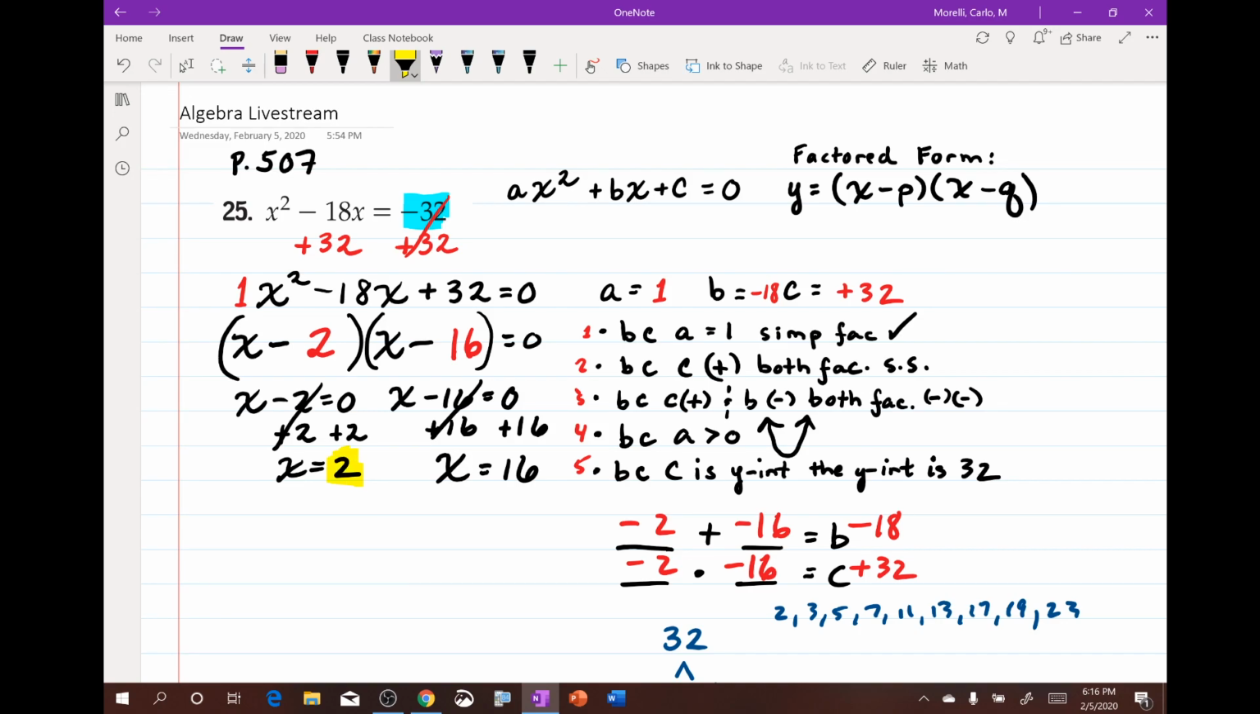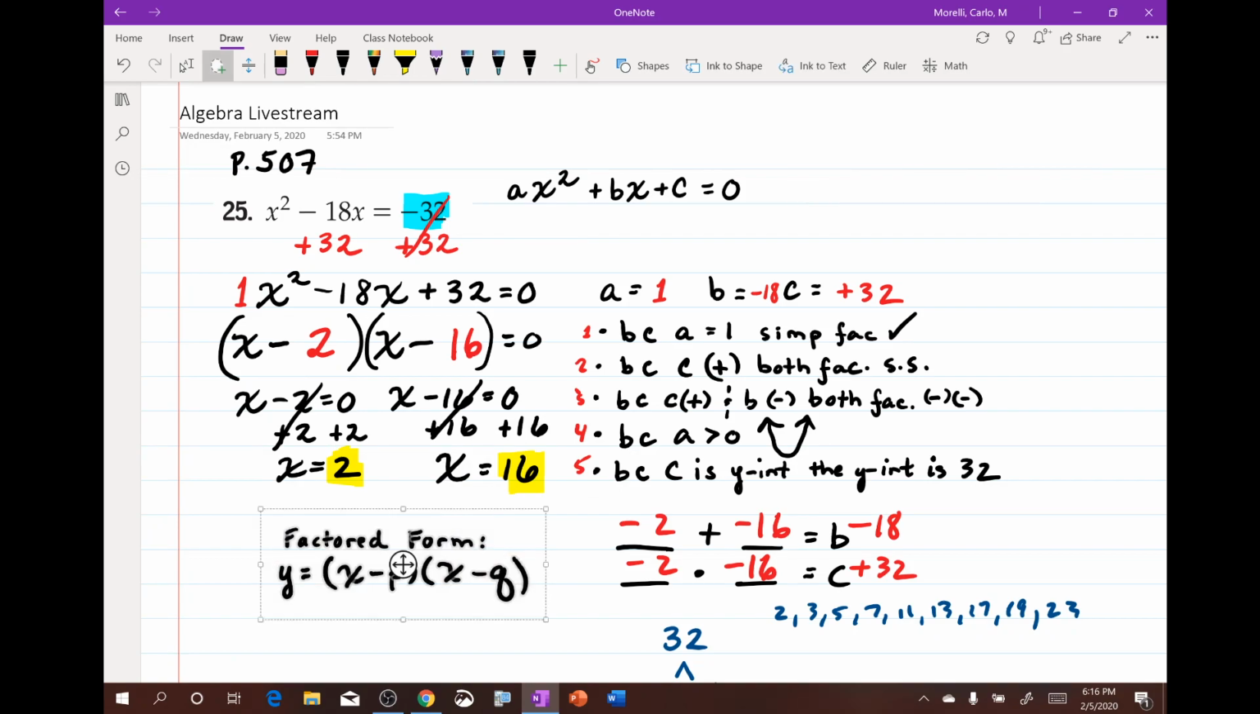Okay, I'm going to highlight these numbers because I want to show you something right now. Remember how I talked about this factored form? I want to bring this down here because I want to show you something really cool. I'm going to take x equals 2. I'm going to take the 2 and stick it where P was. And then I'm going to take the 16 and stick it where Q was.